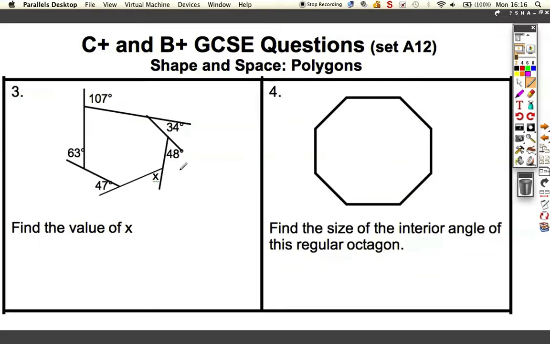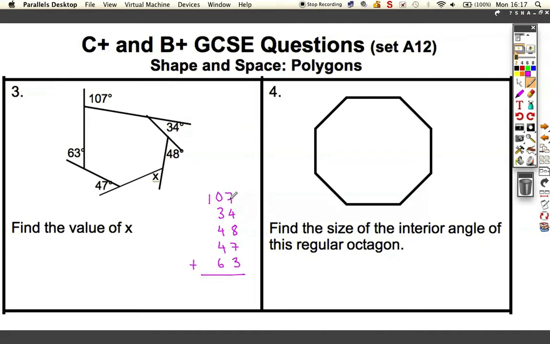Question 3. In this case, we don't have a regular shape. We have a polygon, but not a regular polygon, because not all the angles around the outside are the same. The same thing applies, though. The total must be 360 all the way around the outside. So all we have to do is add up around the outside and find out what's remaining. So let's add up 107, 34, 48, 47, and 63.